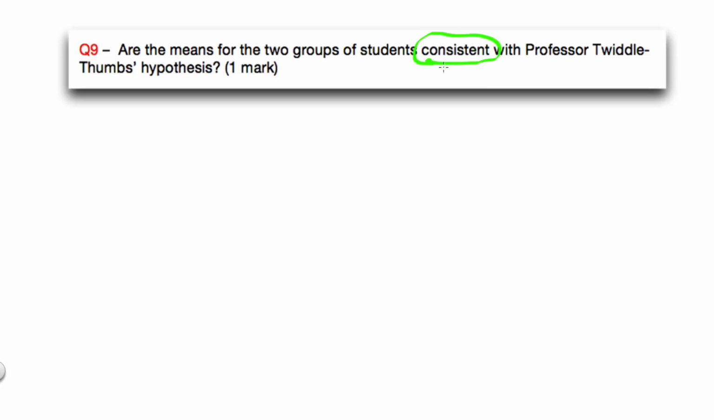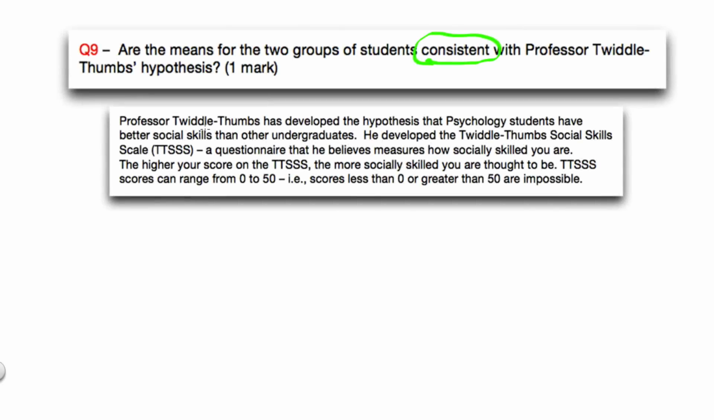The kind of formal analysis that you really need to do with data is the subject of the next block of this module. Now we're just looking at whether the means agree with his hypothesis or not. Here's a reminder of that hypothesis. Basically, it's the idea that psychology students will have better social skills than the other undergraduates. And the way the TTSSS scale works is that the higher your score, the more socially skilled you ought to be. So psychology students should have higher TTSSS scores.